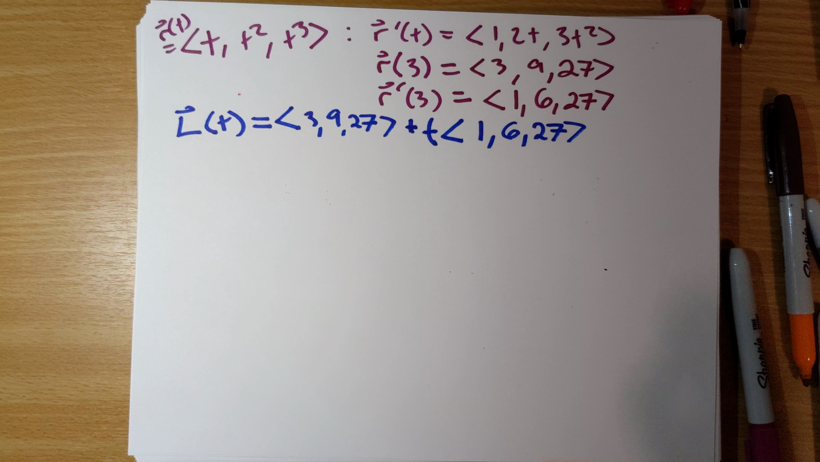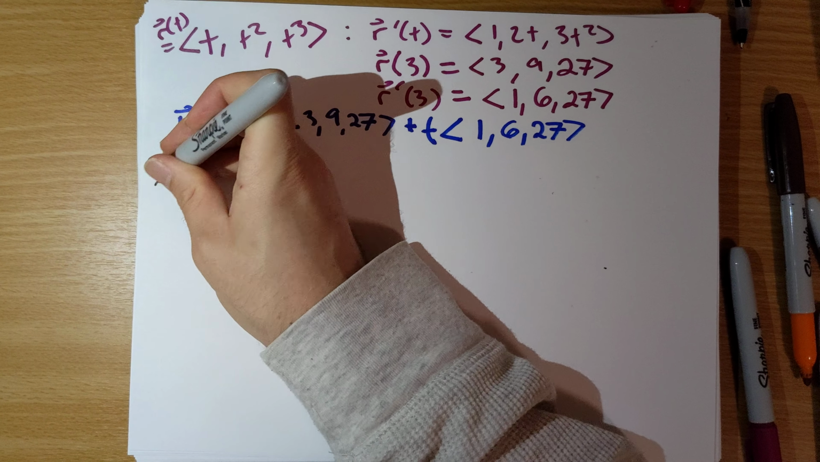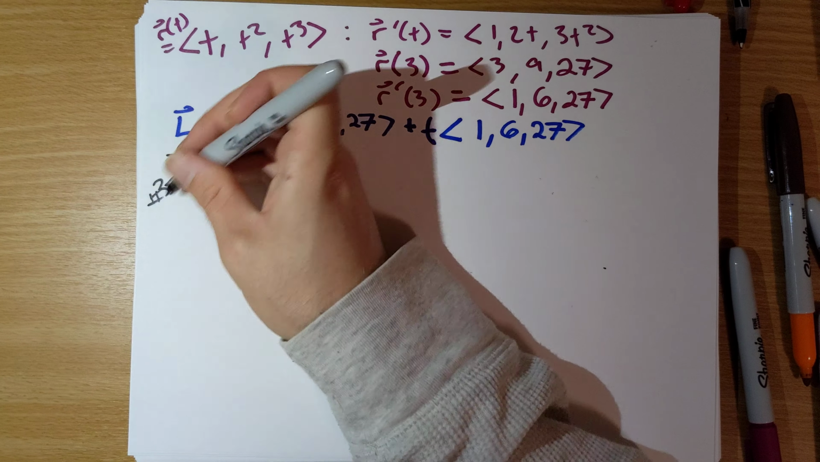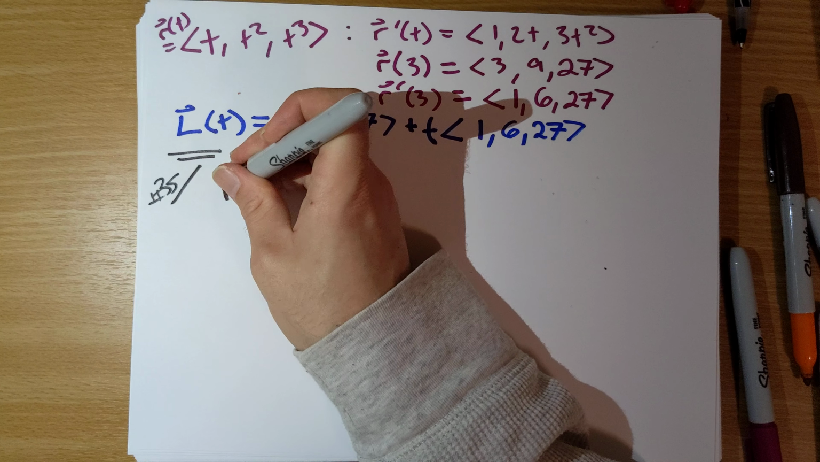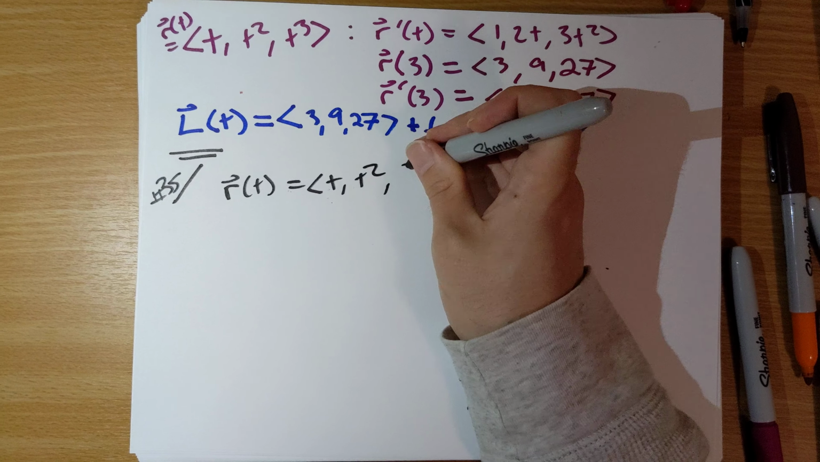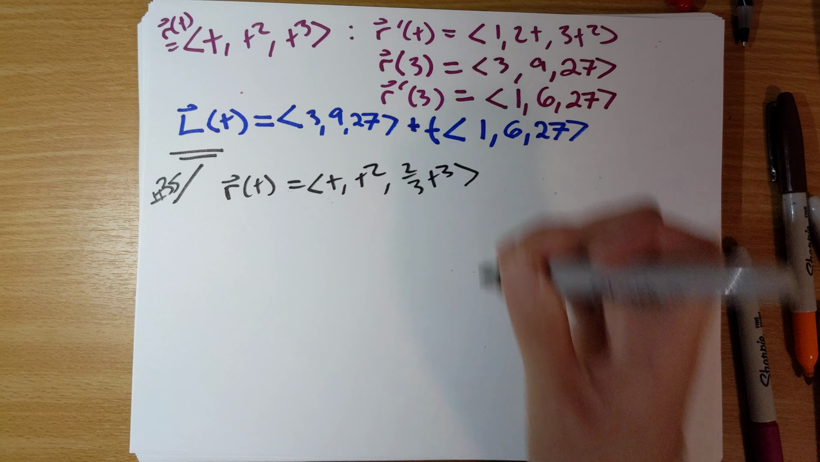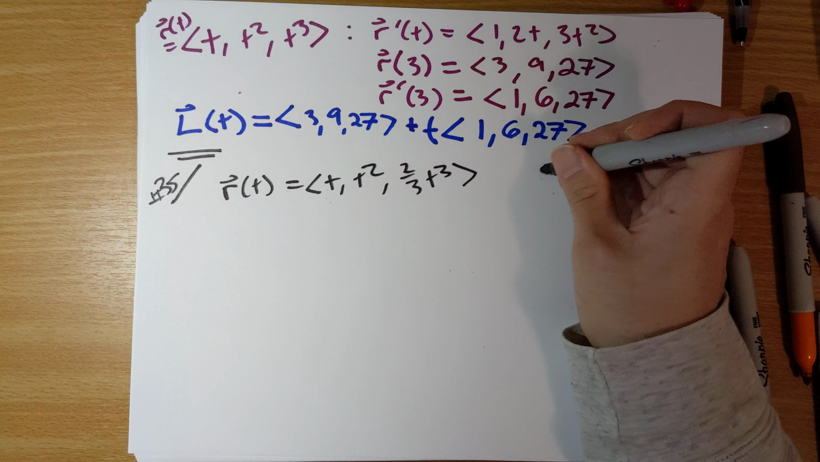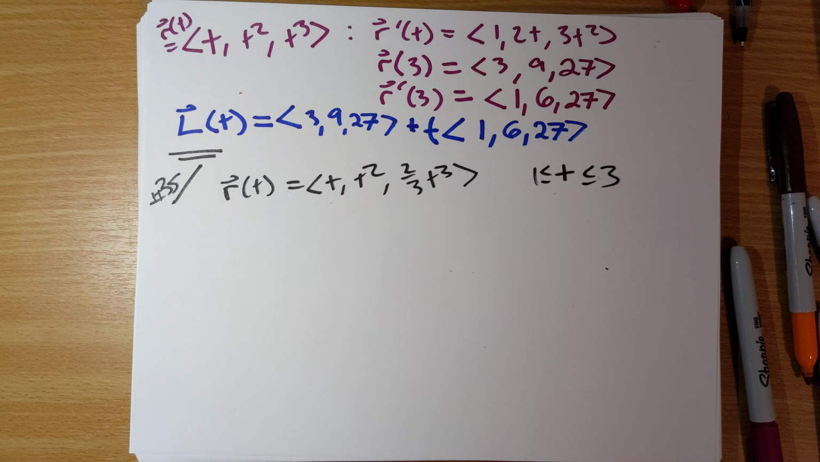For problem 35, it's asking for the length of the curve. Problem 35, length of the curve, r of t is t, t squared, 2/3 t cubed, between t running from 1 to 3.